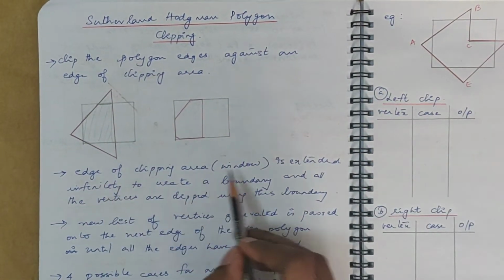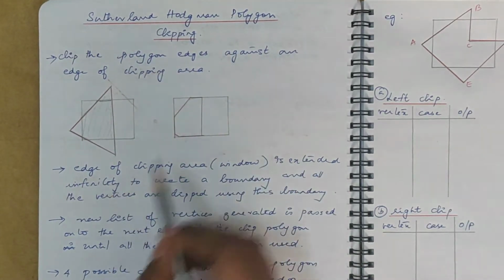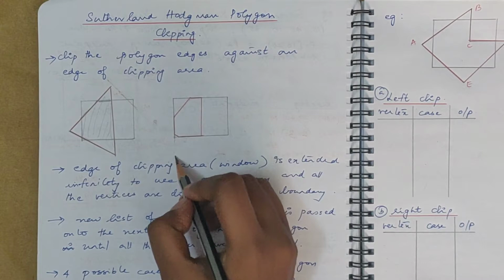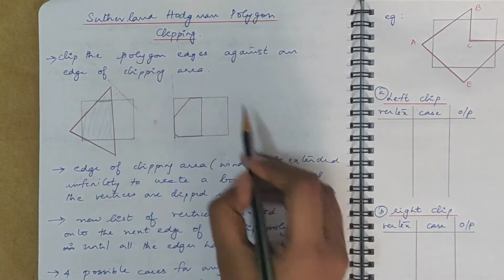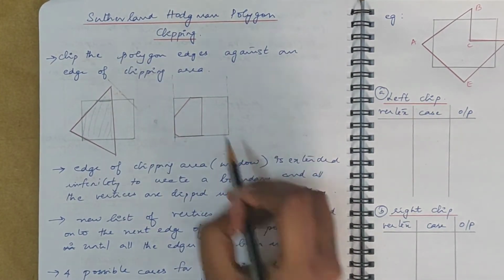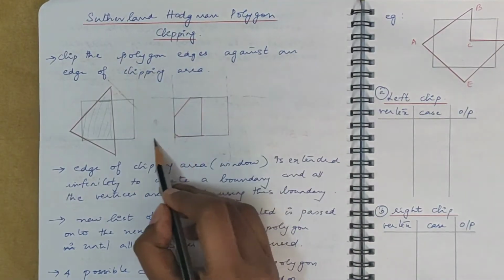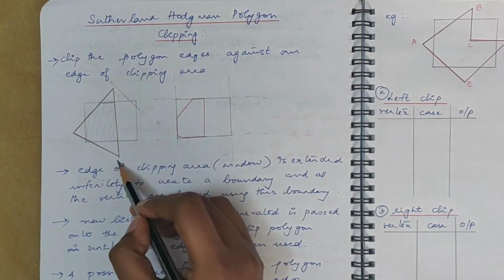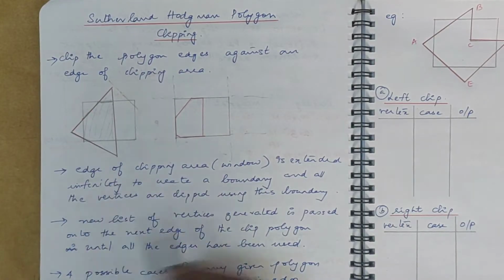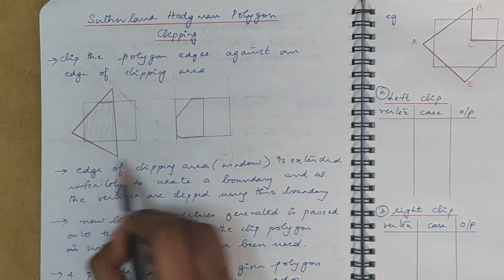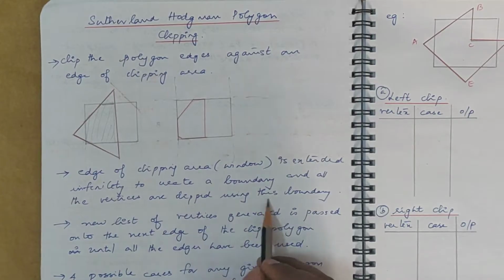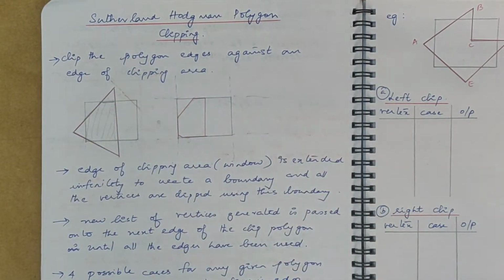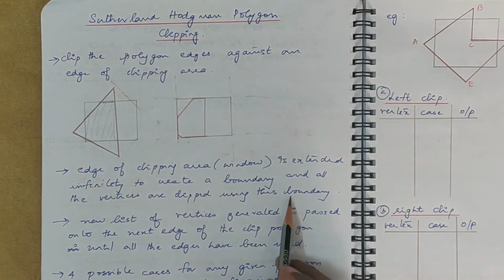The edge of the clipping area or the window is extended. In order to do this process, this window edge will be extended to infinity, because your edge may go outside the clipping window. It will be extended to infinity to create a boundary, and all the vertices are clipped using the boundary. Using that boundary, the edges will be clipped. When we see an example, you will understand this.